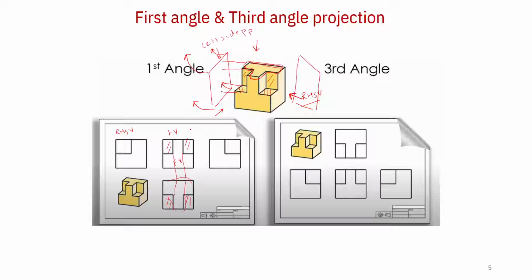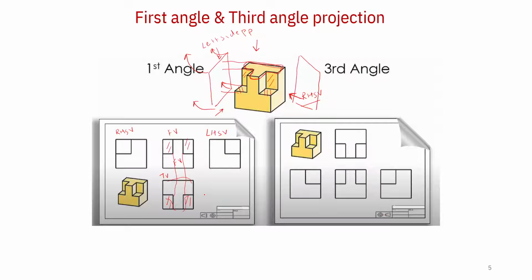So always remember, in the first angle method, the right hand side view is on the left and the top view will be below the front view, and if at all it has a left hand side view, it should be on the right of the front view. Okay, this needs to be remembered.